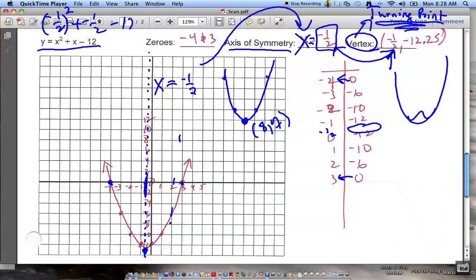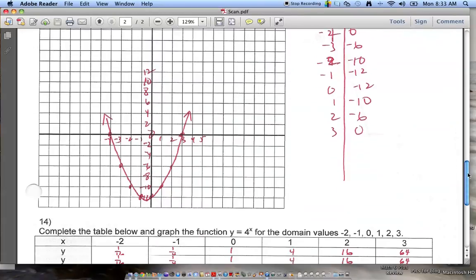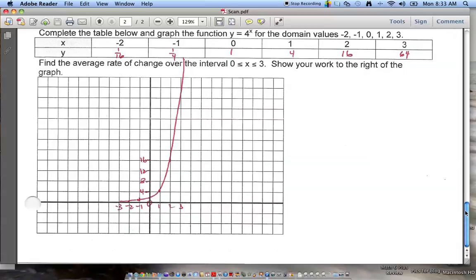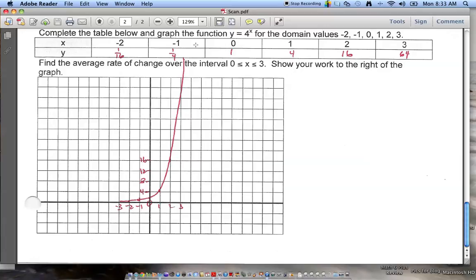Okay, so let's take a look at the next question on this page. Consider the table below, graph a function y equals 4 to the x. So look, I just plug in these values: negative 2, negative 1, 0, 1, 2, 3. I get the values for y that match up, and I graph it. Very straightforward. This is the part that will give kids a little bit of a difficulty.